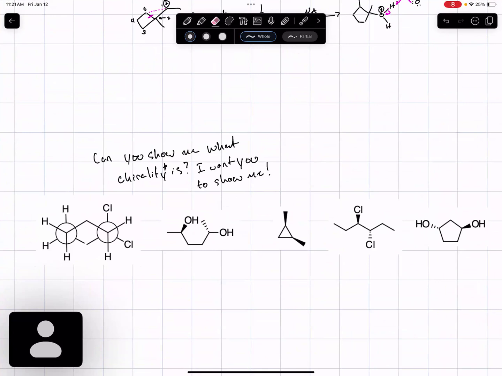Another chapter 5-ish question. This is going to be an easy question, or it should be easy. If this was A, B, C, and D, this is a multiple choice. Let's say A, B, C, D, and technically E.